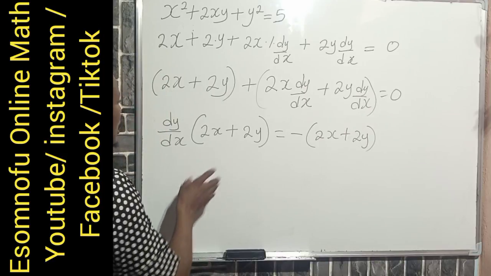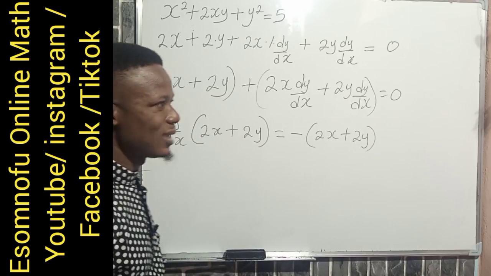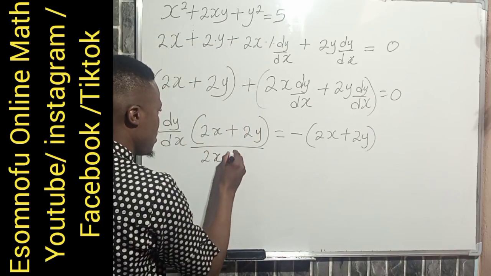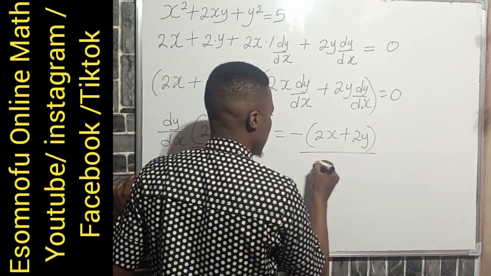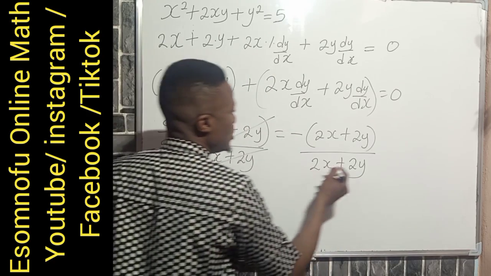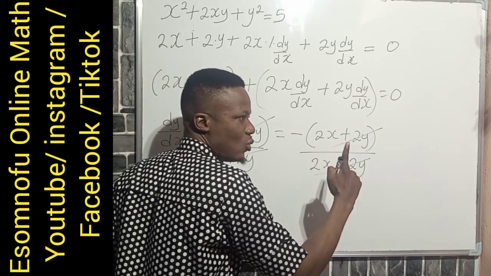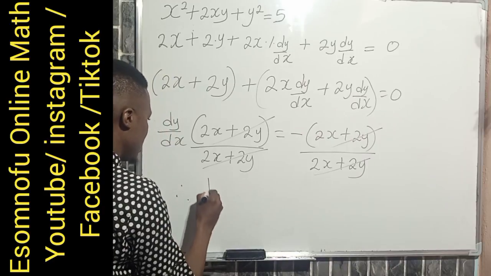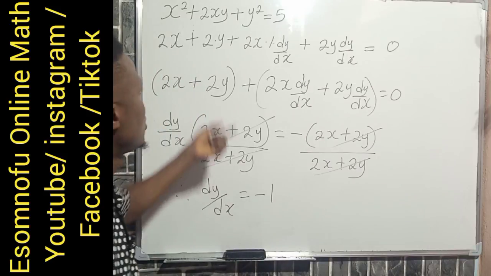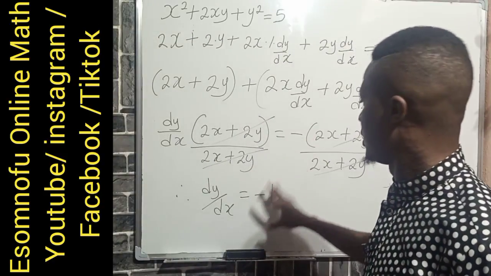Now at this point, I have to divide both sides by 2x plus 2y so that dy over dx will stay alone, because our task is to get dy over dx. So divide both sides by 2x plus 2y. Now this will cancel out, and this divided by this gives us negative 1, because something divided by the same thing is 1, and there is a negative sign here. So therefore dy over dx will give us negative 1, and this is just the differentiation of this particular equation, and that is how we've got negative 1.